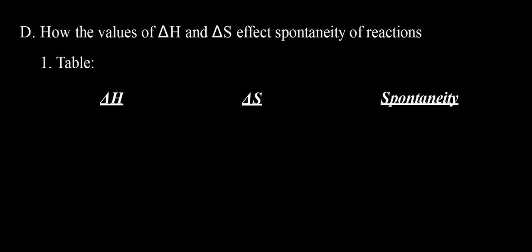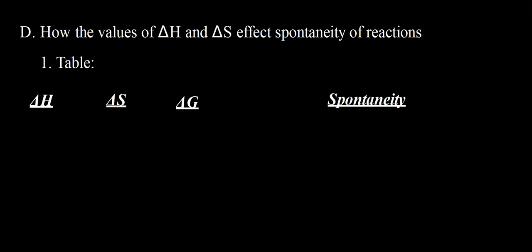All right, so let's make a table. And in fact, I'm going to add something to this table. Let's add delta G to this table. So what we're going to do is look at these signs for delta H and delta S and see how that affects the sign for delta G, and then make a statement about whether or not this kind of process is spontaneous.